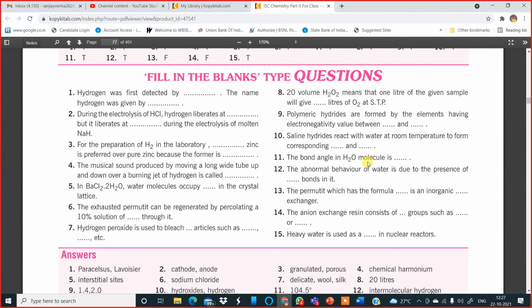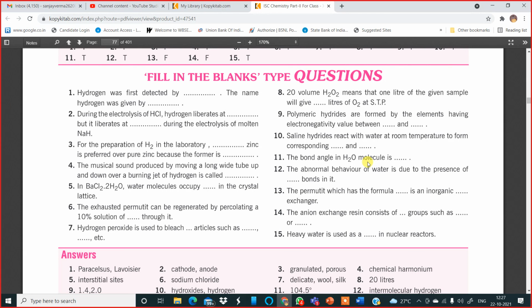What is the bond angle in water molecule? Do you remember? Does anyone remember? Can you hear me? What is the bond angle in methane molecule? The bond angle in methane molecule is 109 degrees 28 minutes. So what will happen to the bond angle in water molecule because of the presence of two lone pairs of electrons? Will it increase or decrease?